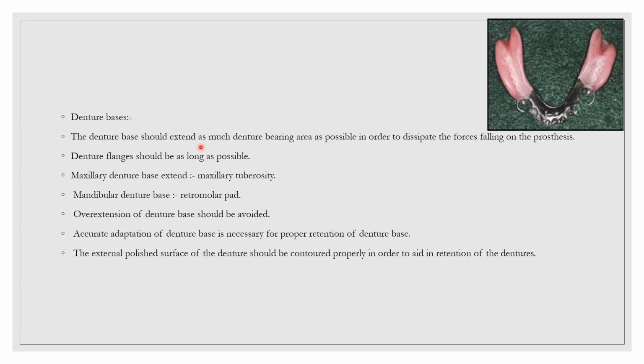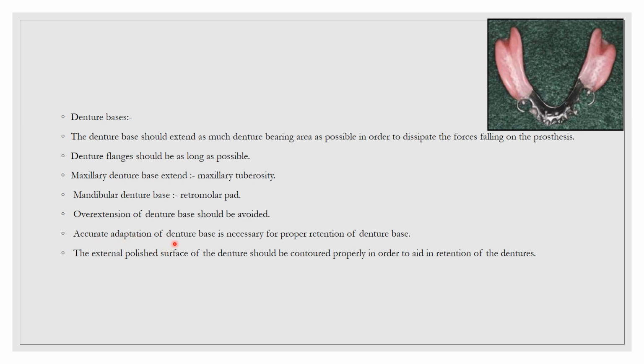The denture base should extend over as much denture bearing area as possible to dissipate all the forces falling on the ridge. So the forces will go laterally. Denture flanges should be as long as possible and extended, not overextended, guys, so it should extend till the maxillary tuberosity for the maxilla and the retromolar pad for the mandible. Overextension obviously should be avoided, or it would cause displacements, cause premature contacts and lift up the processes.